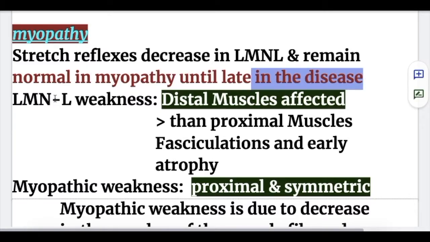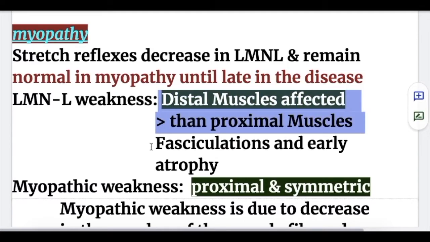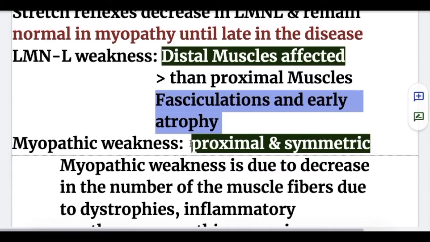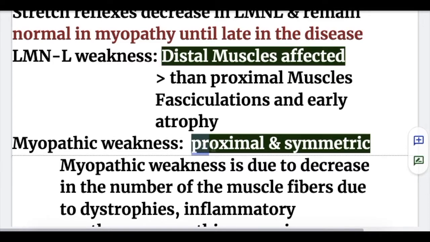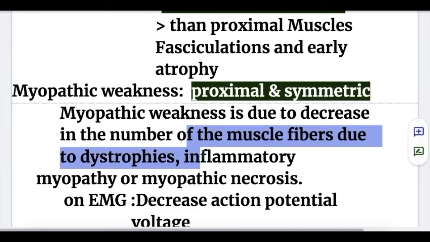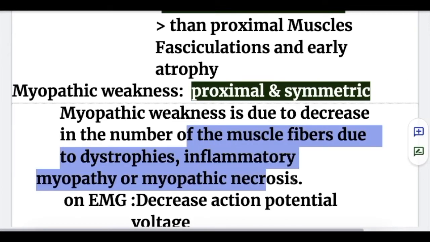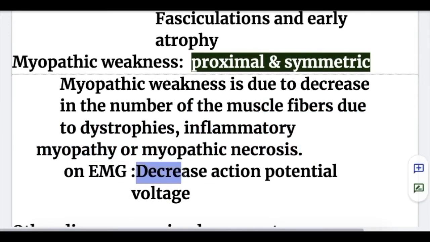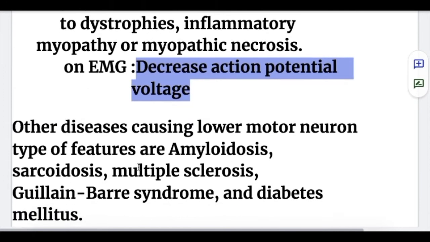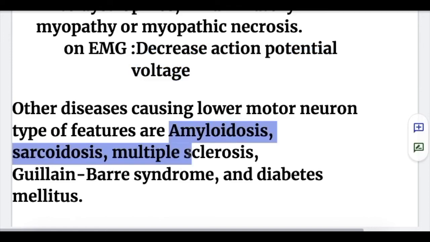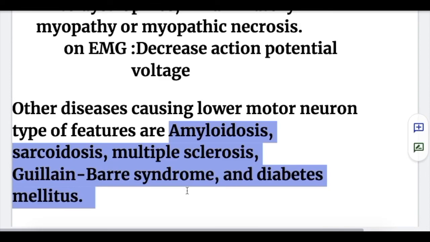In lower motor neuron lesion, the weakness affects distal muscles more than the proximal muscles, and there are fasciculations and early atrophy. Whereas the myopathic weakness affects the proximal muscles and is symmetrical. The myopathic weakness is due to the decrease in the number of muscle fibers due to dystrophies or inflammatory myopathy or myopathic necrosis. And in myopathy, on EMG, there is decreased action potential voltage. Other diseases causing lower motor neuron type of features are amyloidosis, sarcoidosis, multiple sclerosis, Guillain-Barré syndrome, and diabetes mellitus.